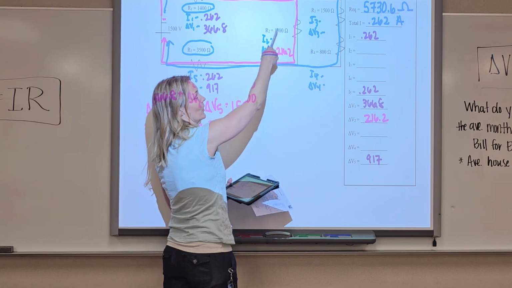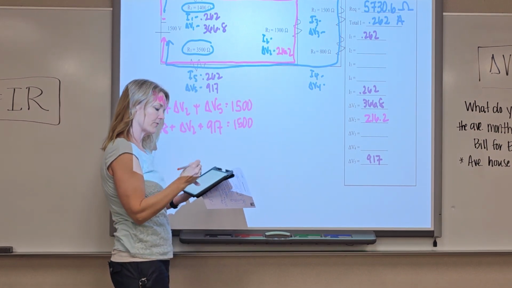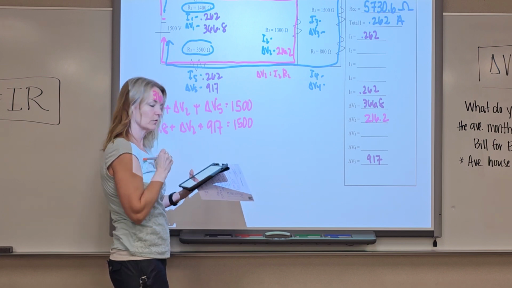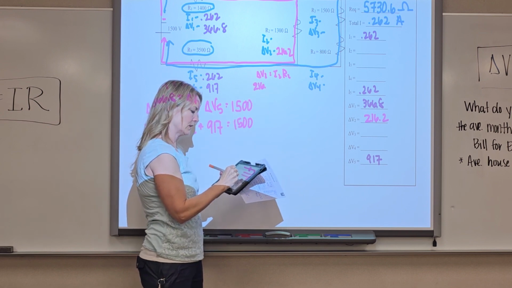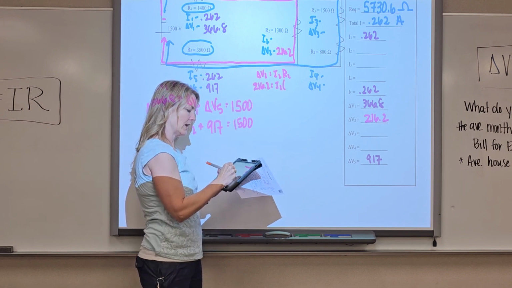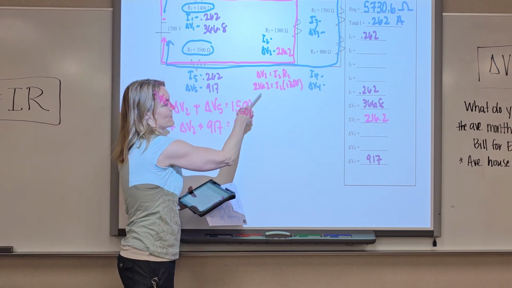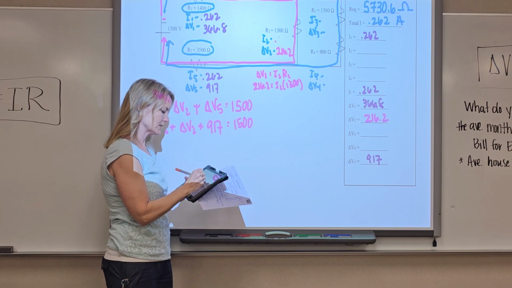For resistor 2, I now have the voltage and I have the resistance. So if I want to find the current, I'm just taking the same equation we've been using over and over, 216.2, finding the current, and the resistance was 1300. If I divide, I get the current for resistor 2 to be 0.166.